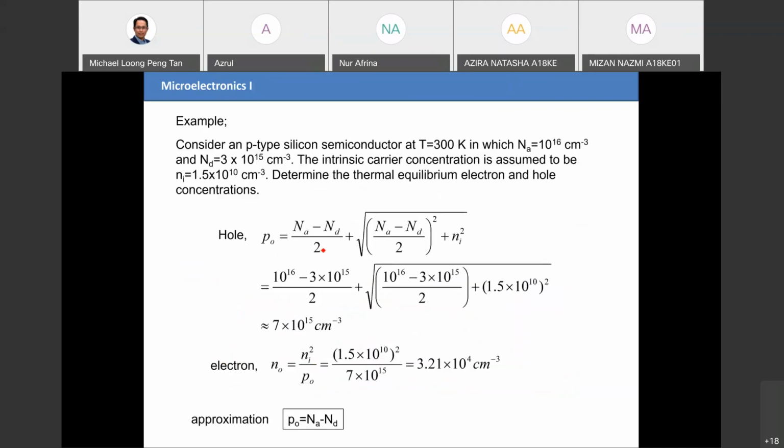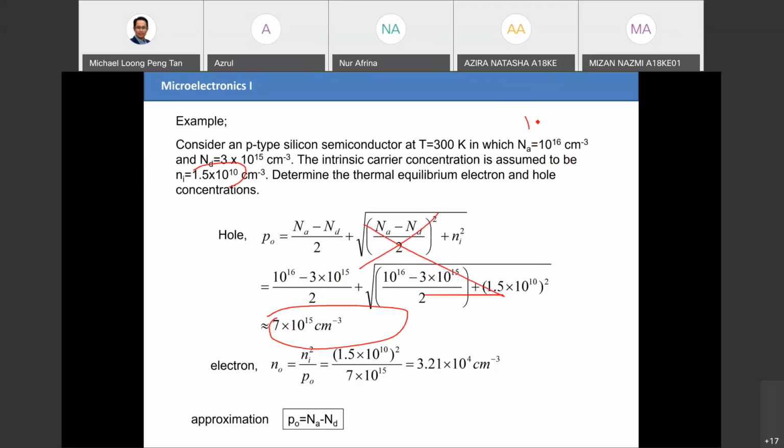Okay, so for this similar one here, you say NA is 10 to the power 16, ND is 3 to the power 15. So can you use the equation that we showed just now? Can. You just take NA minus ND, which is 10 minus 3, you get 7. See, this answer here straight away. Don't even have to use this formula.